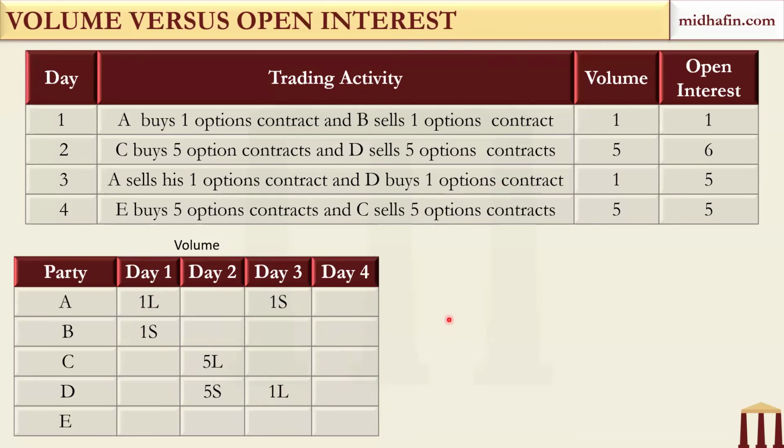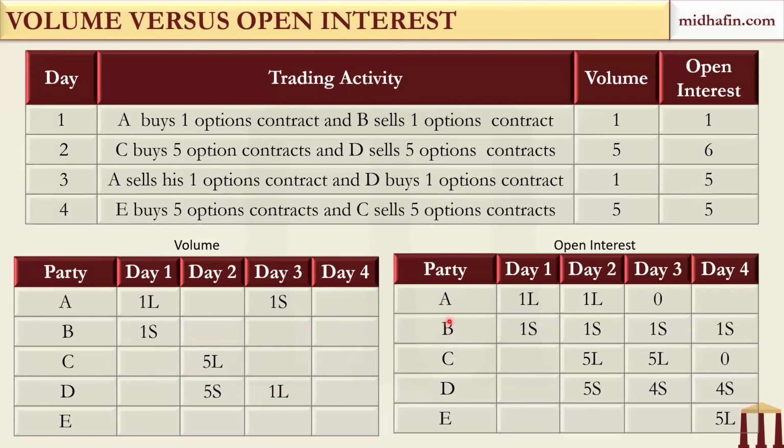Okay, now let's discuss open interest. So for open interest, the first day, open interest is 1. What is the meaning of open interest? Can you tell me? What is the difference between volume and open interest? The total contracts available. Exactly. So the number of open contracts, or you can say the number of contracts outstanding. Can I say that? Yes.